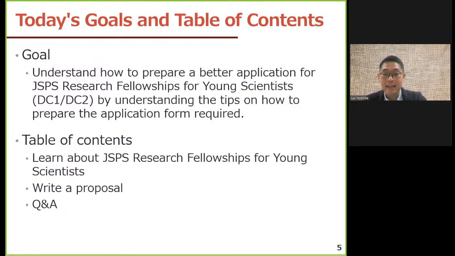The table of contents is this. At first, I would like you to learn about Gakushin, and then I would like you to know the tips for writing the proposal. At the end of the webinar, we will answer all questions. We will stop the webinar after one hour, however, we will stay after that and answer all questions in Language Run. Also, if you have any questions, Zoom participants can unmute and ask me directly. It's okay. This is the table of contents.